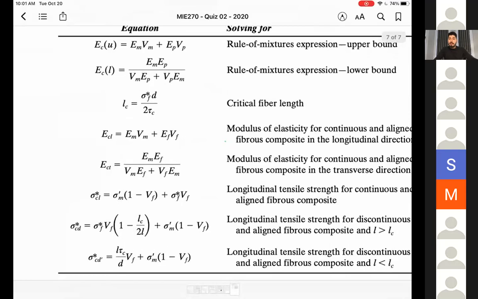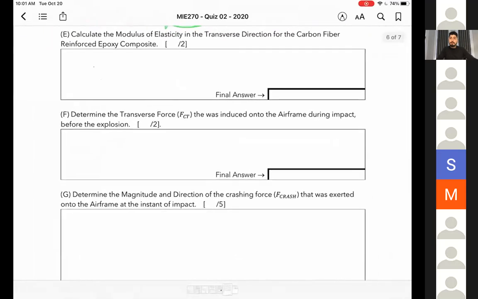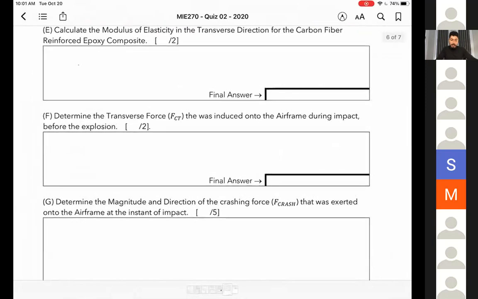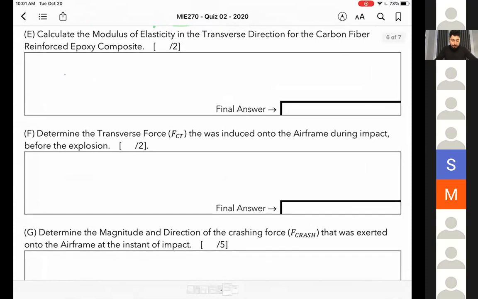Are we good? Can I move on? Anybody else want to speak up? No? Okay, let's move on to the transverse direction, since we're okay with the longitudinal.